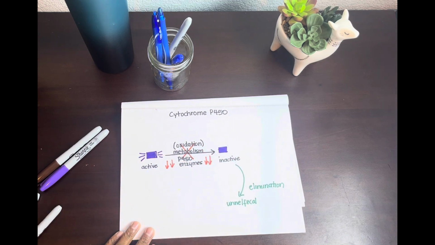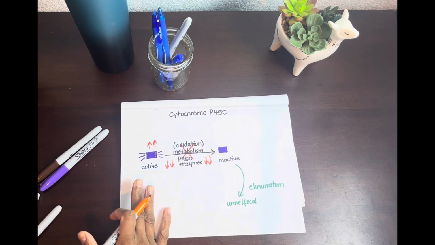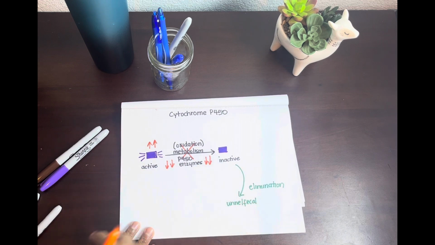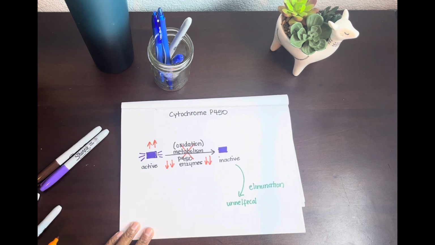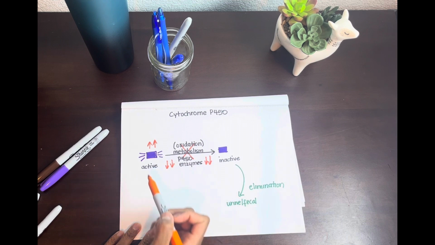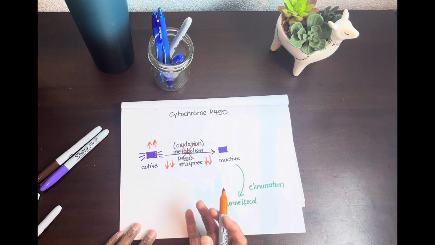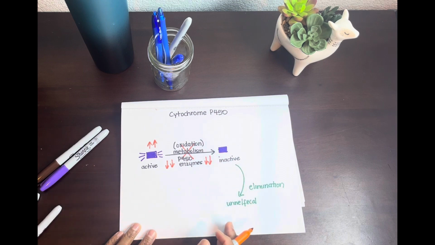So then what happens is that we get an accumulation of the active form of the drug. Because we're not going to the inactive form, we have reduced elimination and increased accumulation of the active drug. And that is how inhibition of the P450 enzymes can lead to toxicity, because we're accumulating active drug instead of conversion to inactive drug and then elimination.